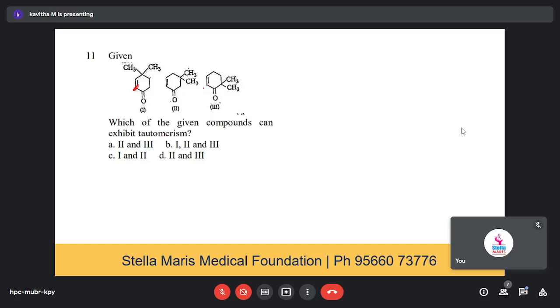That is, the hydrogen from this bond, sorry, it's very difficult.